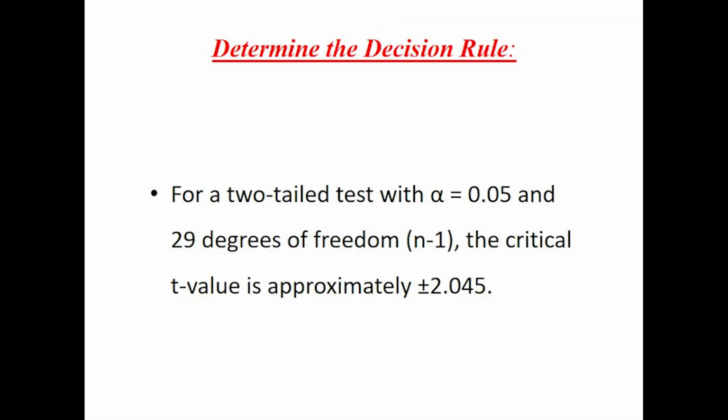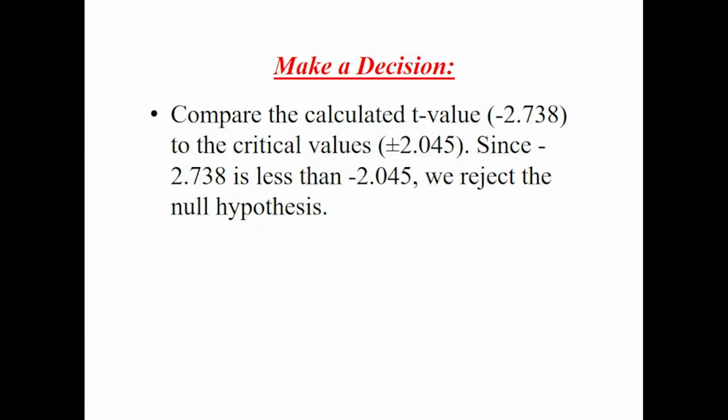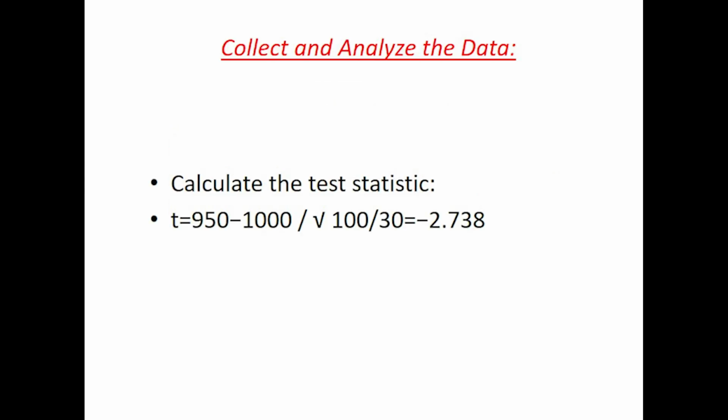So it could be more than 1000 or less than 1000. That is how we look at it, and we get an answer. Degrees of freedom is 1 less than the sample size, so out of 30, when we deduct 1, it is 29. So the critical value for the t-test is plus or minus 2.045. And the calculated value of the test statistic is 2.738.